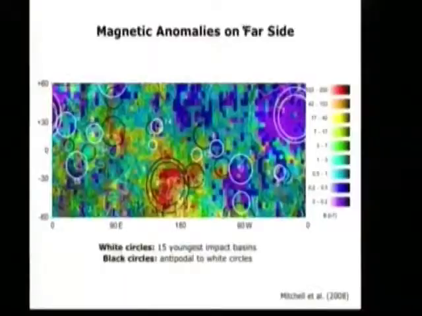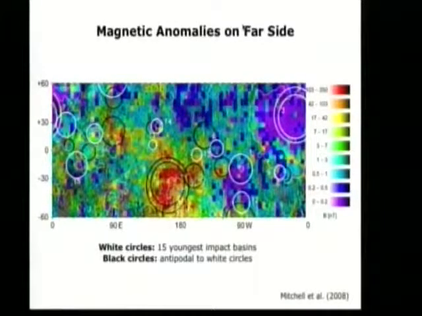And the weird thing is, if you make a map of this remnant magnetization, which you can see here, the red and yellow areas are, so this is the whole lunar surface. The red and yellow areas are strong magnetic fields. The blue and purple are weak, okay? And the white circles show the outlines of the 15 most recent large impact craters on the moon, okay? Now the black circles show the exact opposite side of the moon from those white circles. So each white circle has its own black circle. We call that the antipode.